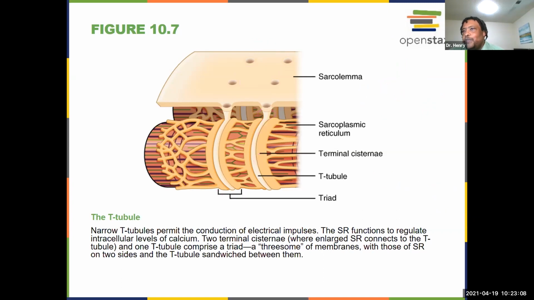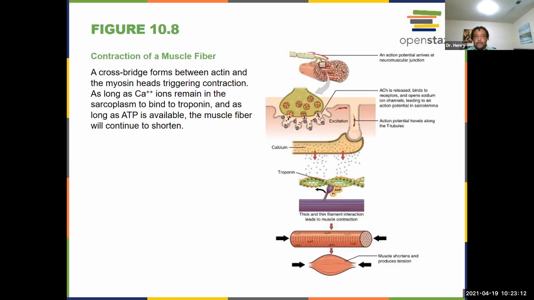Okay, so let's move forward. Now remember we talked about muscle contraction, right? This process is going to be the forming of cross-bridges between the actin and myosin heads that's going to cause that contraction, okay?